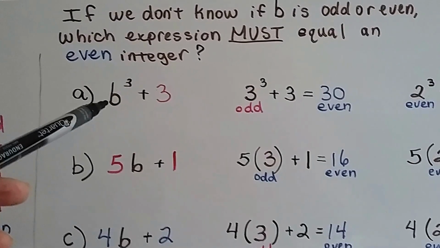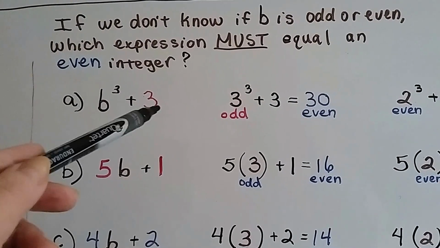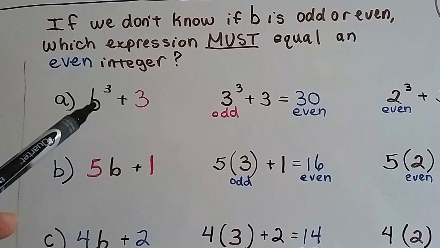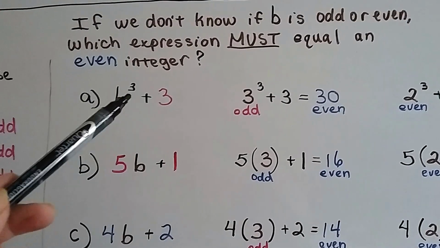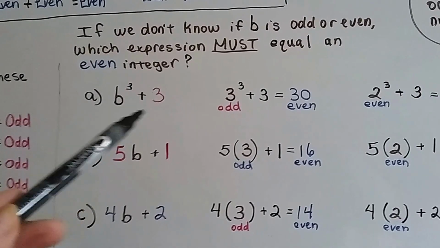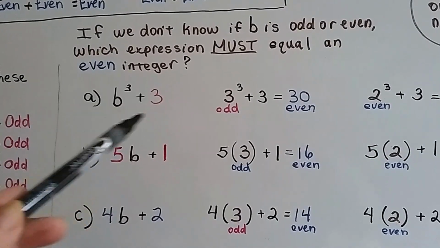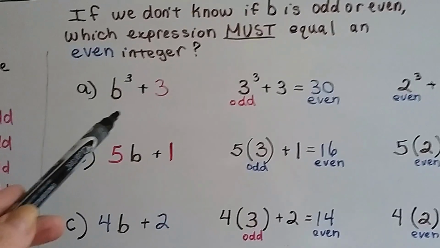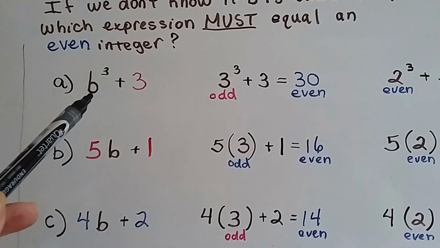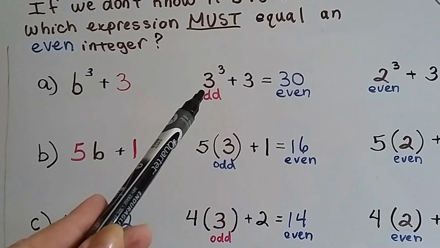But we're going to do b cubed plus 3. Well, if b is an odd number, now remember, it's got to make it so that no matter if b is an even or odd number, we come out with an even, okay? So let's try plugging in an odd number for b. So let's use a 3.